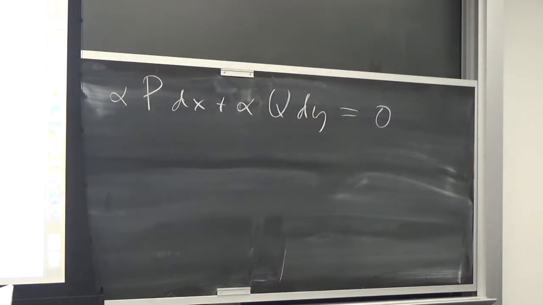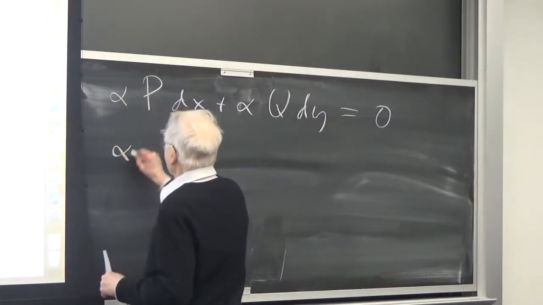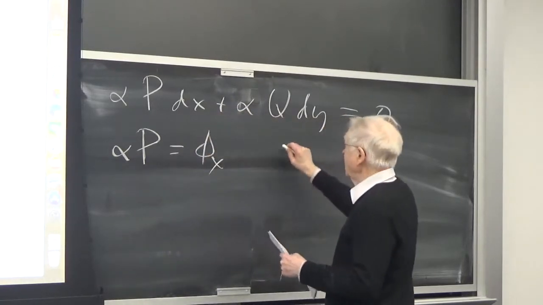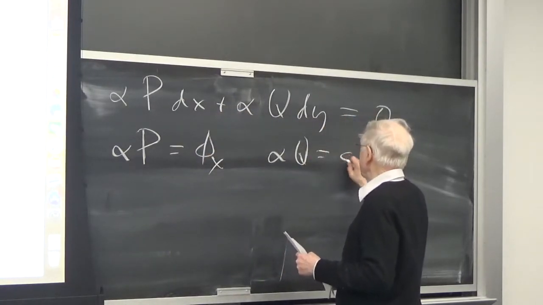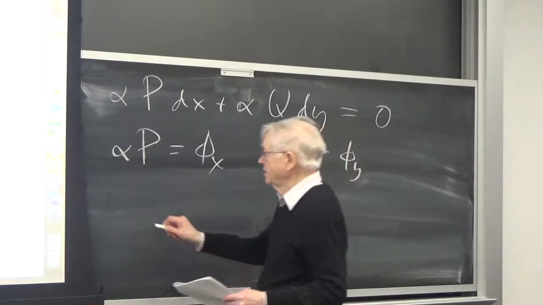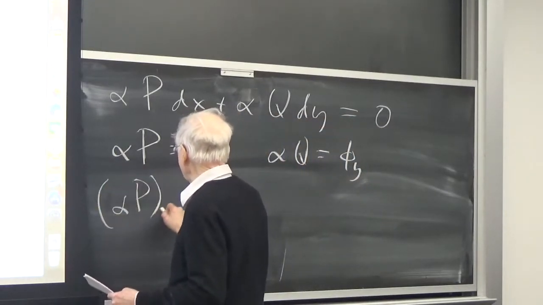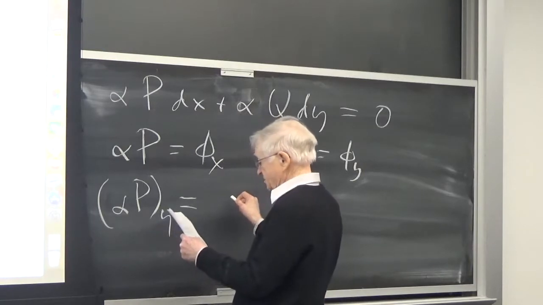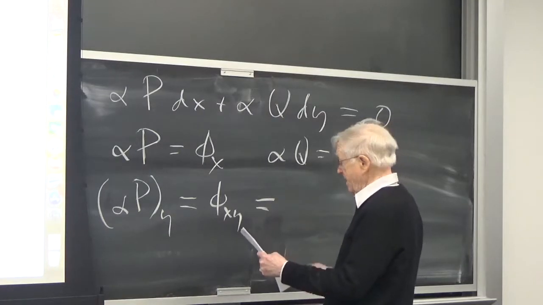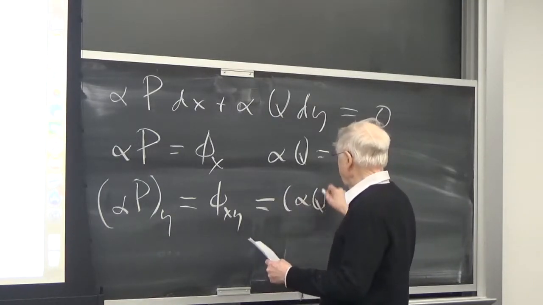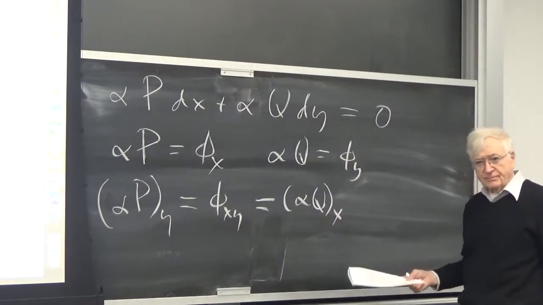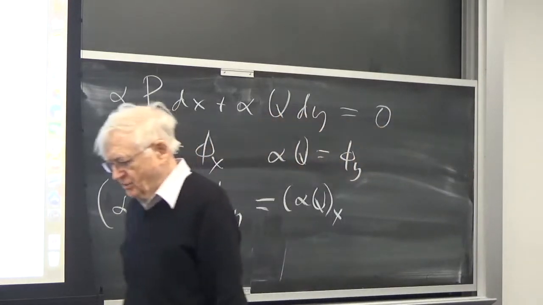And what would that mean? That would mean, of course, that alpha p is equal to the x derivative of something, phi, and alpha q would be the y derivative of the same thing. Then the y derivative of alpha p will have to be the xy derivative of phi, and this then is the x derivative of alpha q. So you need to find an alpha that does this.